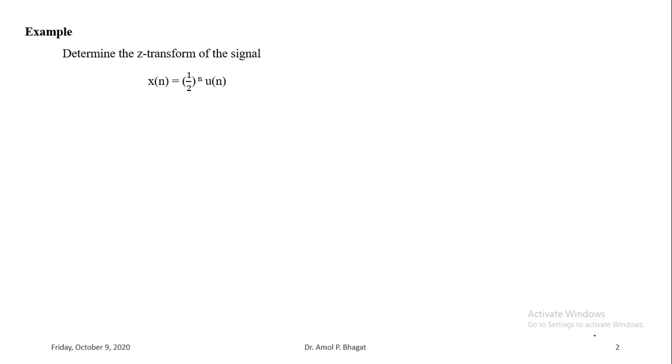Here again, you have to determine the Z transform of the given discrete time signal x of n. x of n is given as (1/2) to the power n into u of n. We'll try to identify the ROC of the obtained Z transform, and we'll try to plot the ROC.